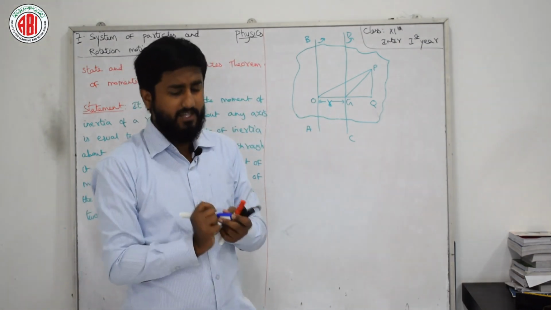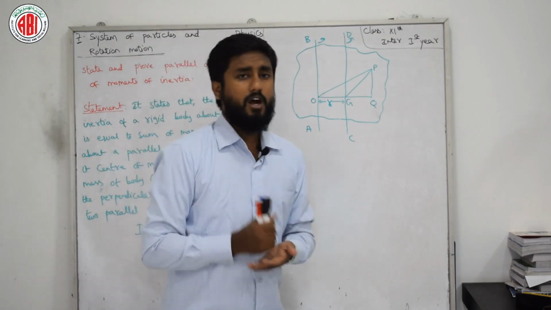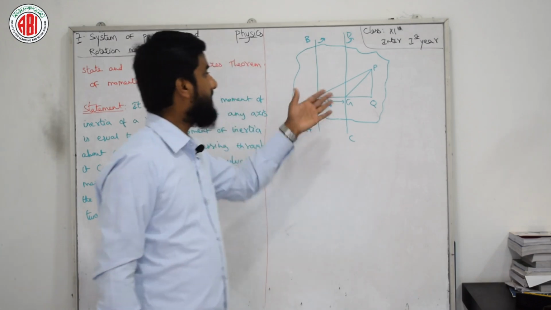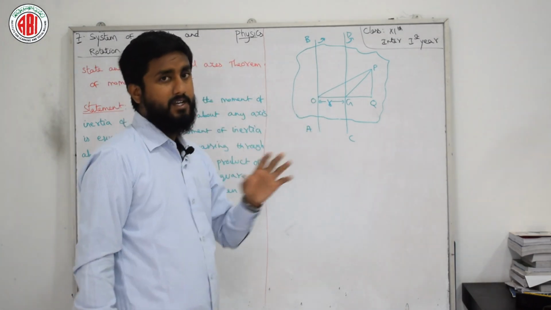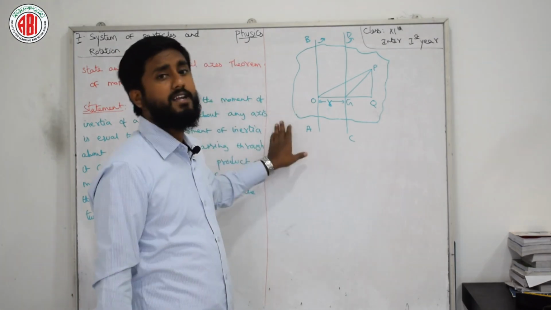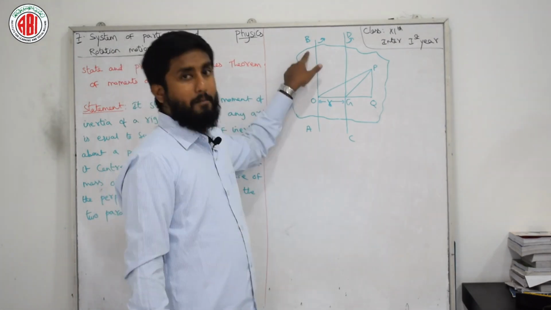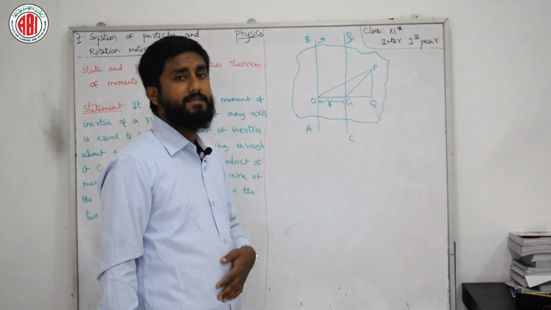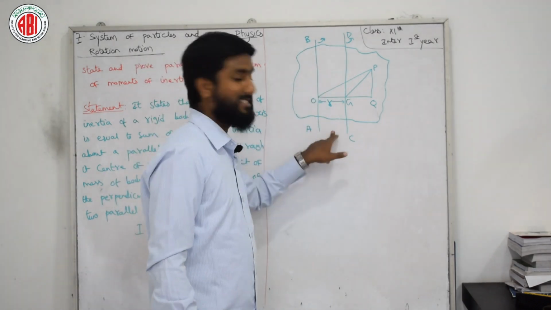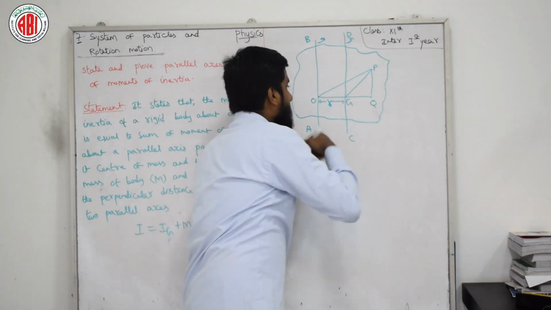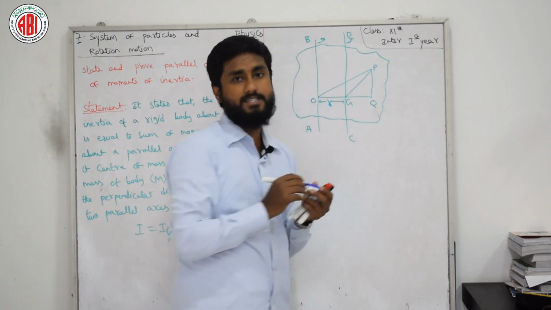From this we can write the theory part. How am I writing the theory part? Listen carefully, because you need to write the theory part related to this diagram. Consider a rigid body of mass m rotating about an axis AB passing through point O. Let CD be the axis passing through the center of mass G.